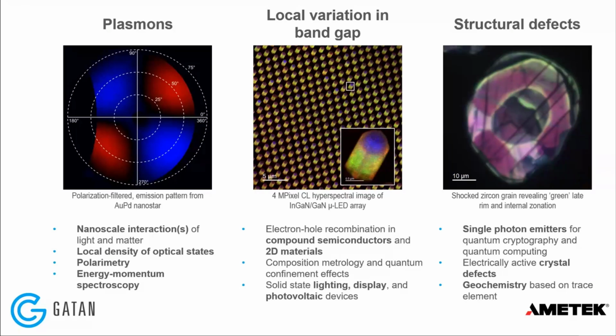More classically, we would think of materials which have an electronic bandgap that give rise to classical luminescence. And so the emission that we see here is due to local variations in the bandgap, for example. So we're looking at semiconductor materials, primarily compound semiconductors, that are used for optoelectronic devices, transistors, a wide range of materials, novel two-dimensional electronic materials and things like that. And these have very real applications, in solid-state lighting or display technologies or photovoltaic devices.